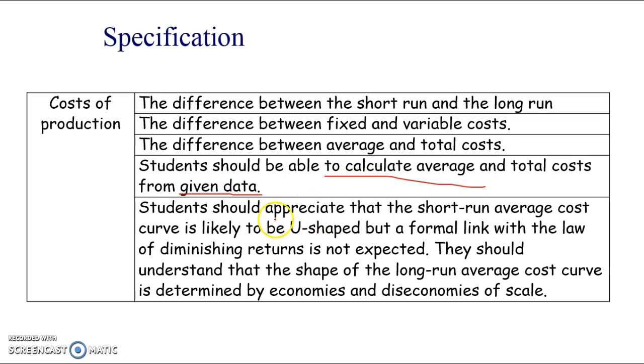And then here it's a bit of a vague specification objective. You just need to appreciate that short run average cost curve is likely to be U-shaped, but this link with the law of diminishing returns, as I mentioned, is not expected until year 2. I haven't covered this one because I'm going to cover it in the next presentation where we look at economies and diseconomies of scale.